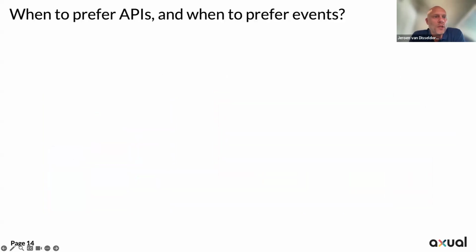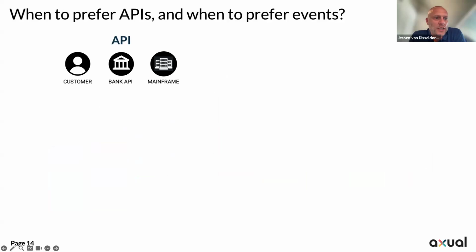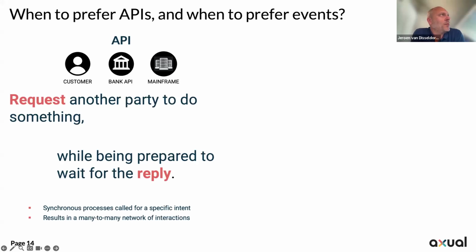To wrap that up, APIs in our situation were really logical and make sense for the customer, bank API, and mainframe in this case, because there's one party that requests another party to do something. And in this case, the customer is waiting for the reply and also prepared to wait for the reply. So he calls the bank API with a specific intent, and this results in a many-to-many network of interactions, because any customer can approach any bank API, so to say. But they always call the bank API with a specific intent.